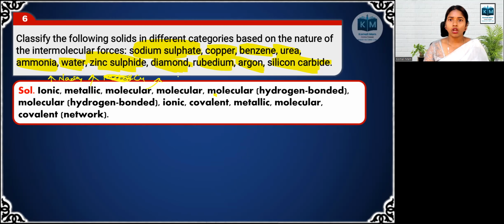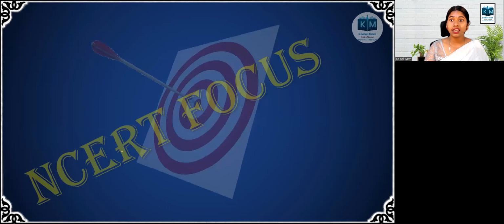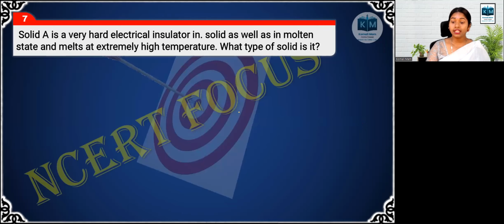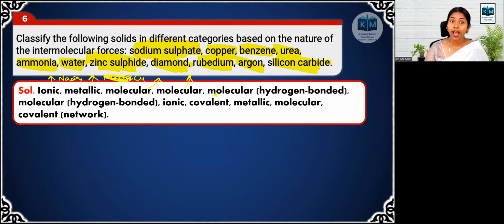Next, benzene is molecular, correct? Urea is molecular, correct? And ammonia, NH3: inside NH3 it is covalent, but NH3 molecules are involved in hydrogen bonding between two NH3 molecules, correct? It is molecular. Water is also molecular, right? Within the water it is covalently bonded, but between two water molecules it is hydrogen bonding.